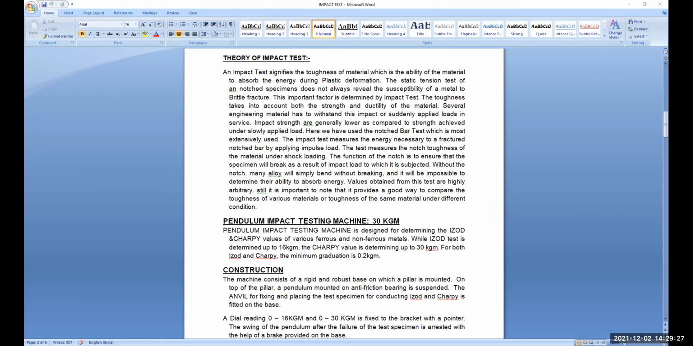It gives us the toughness of various ferrous and non-ferrous metals. The Izod test is determined up to 16 kg meter by applying 16 kg meter of torque, and Charpy is determined up to 30 kg meter of torque. For both, the minimum graduation over the dial is 0.2 kg meter of torque or energy.